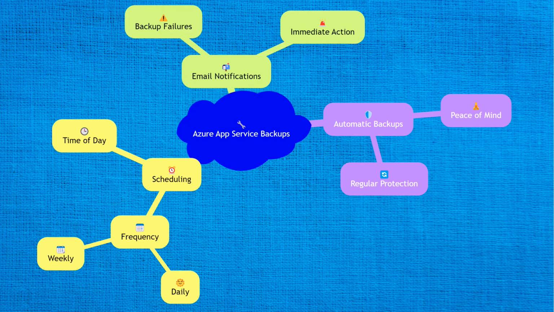Scheduling automatic backups is a key feature of Azure App Service. In the backup settings, you can specify the frequency of backups, such as daily or weekly, and the time of day when the backups should occur. This ensures that backups are created regularly without manual intervention. You can also configure email notifications to alert you if a backup fails, allowing you to take immediate action to resolve any issues. Automatic backups provide peace of mind, knowing that your data is being protected on a regular basis.